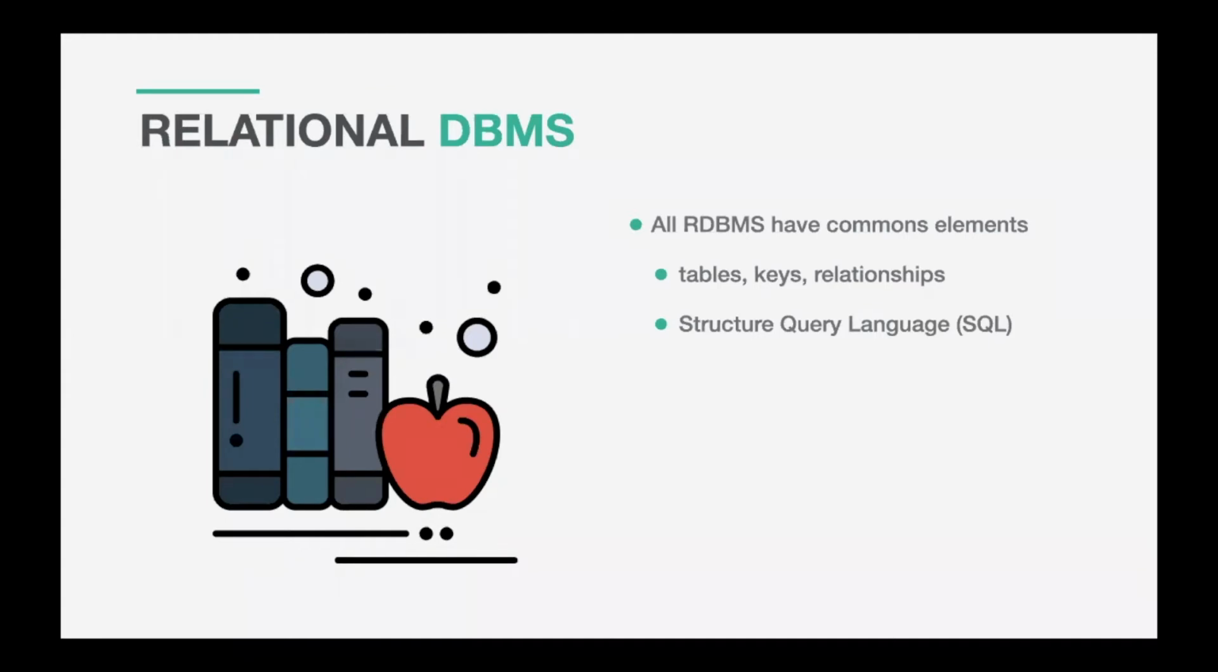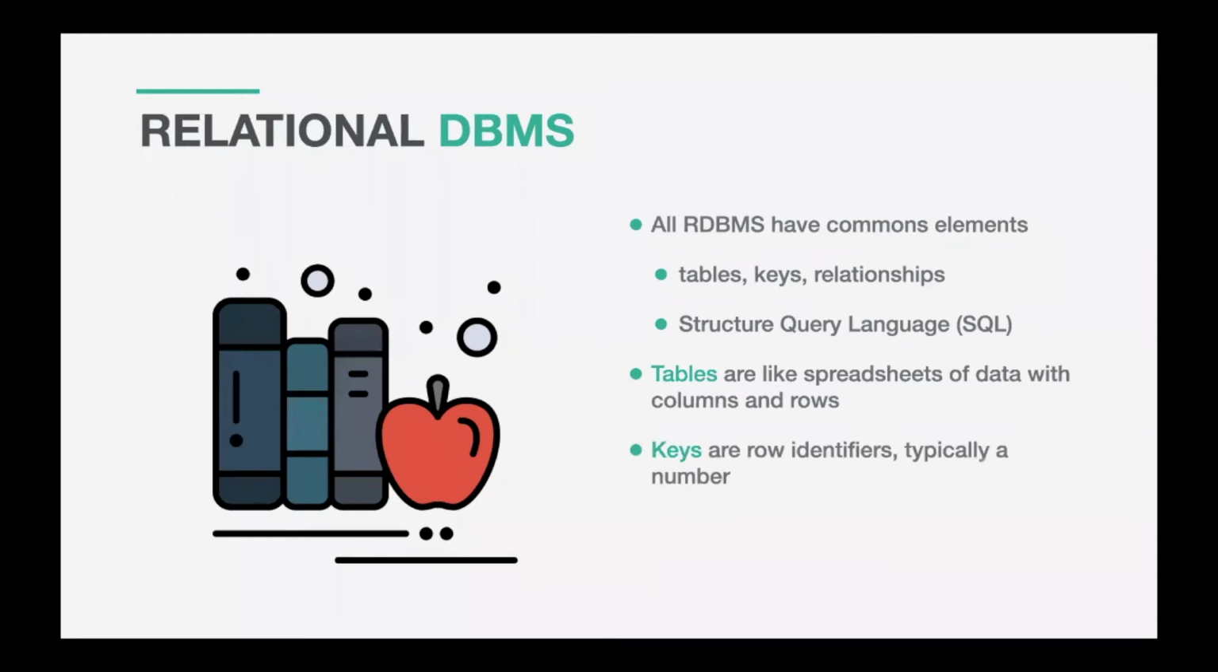All right. So again, tables are like spreadsheet data with columns and rows. Keys are row identifiers. It's typically a number. Again, it allows us to identify a specific row in a table. And the relationship is how the data is related. So what we often have in a relationship is a one-to-many relationship.